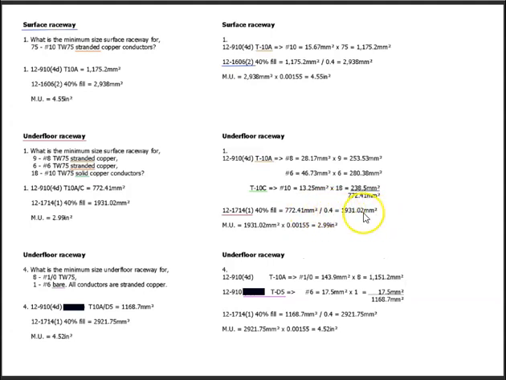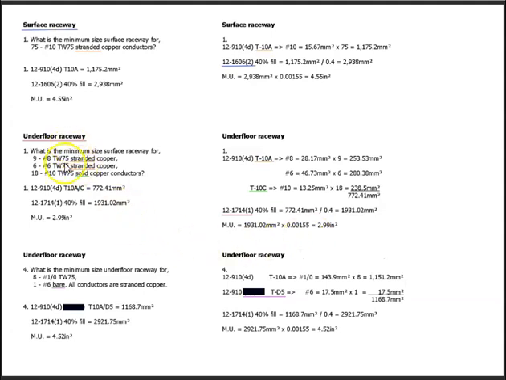That gives us the minimum size of our underfloor raceway, the internal area. So we take our metric units, times our multiplier, 0.00155, and we end up with 2.99 inches squared minimum for the internal area of the raceway. And that's about it for that.